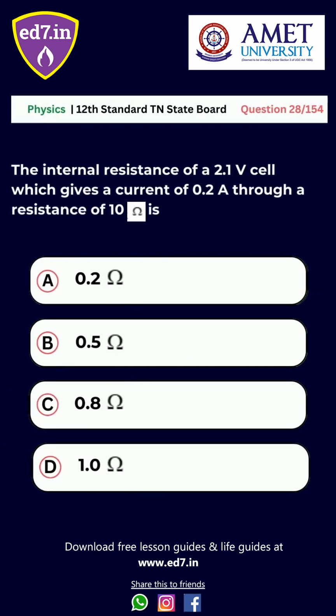Question number 28. The internal resistance of a 2.1 volt cell which gives a current of 0.2 A through a resistance of 10 ohm is option A 0.2 ohm, B 0.5 ohm, C 0.8 ohm, D 1.0 ohm. And the right answer for this question is option B, 0.5 ohm.